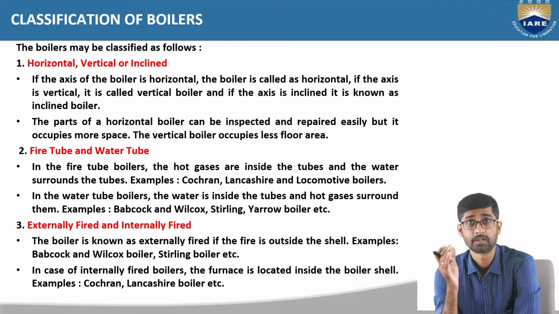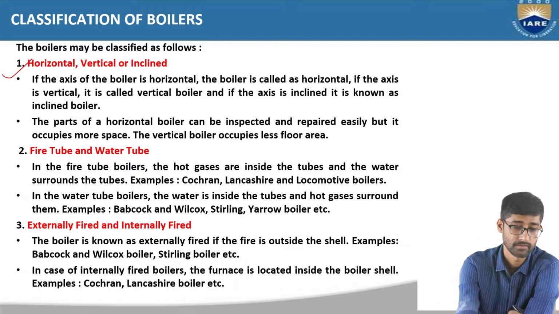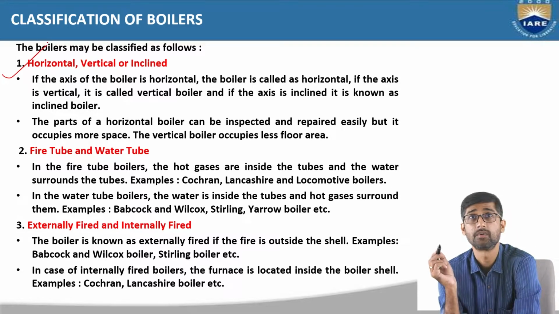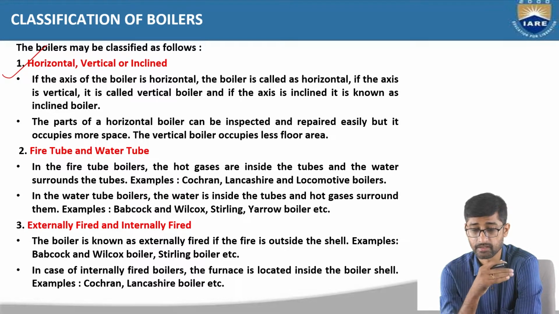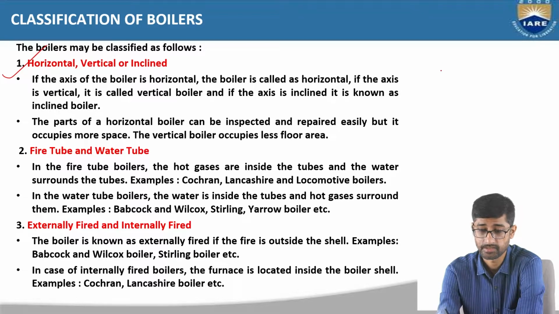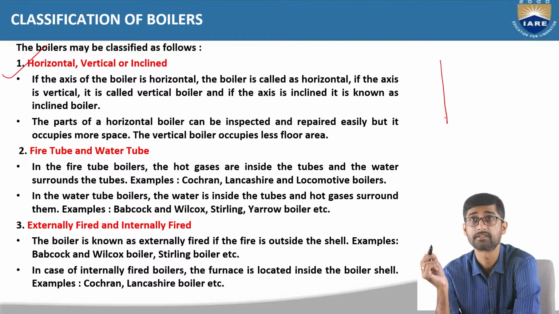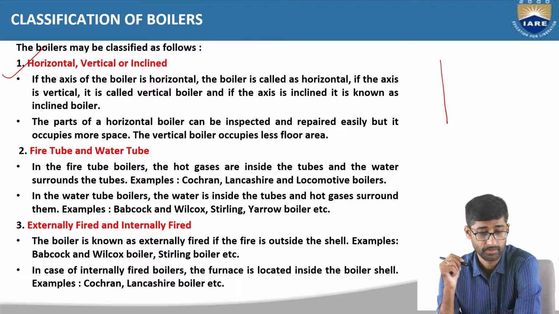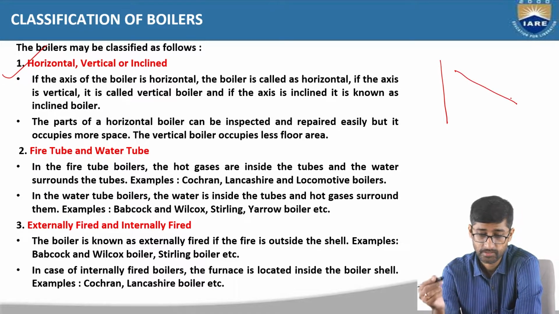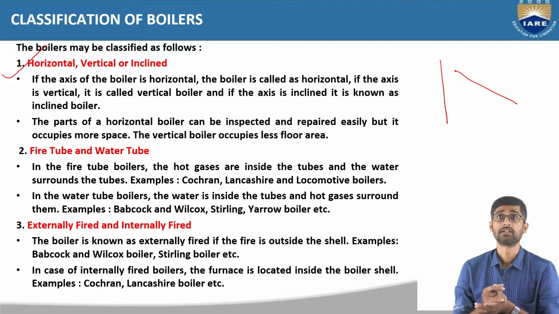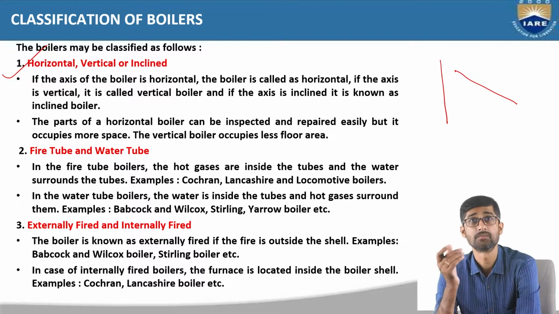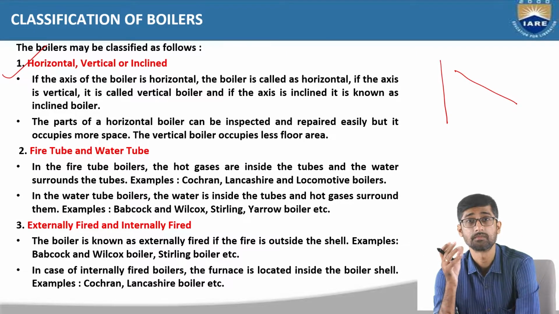So there are different types of boilers. The first one is horizontal, vertical, and inclined boilers. If the axis of the boiler is horizontal, then the boiler is called horizontal, right? If the axis is vertical, like this, it is called a vertical boiler. If it is inclined, it is called an inclined boiler. The horizontal boiler can be inspected and repaired easily, but it occupies more space, right? The vertical boiler requires less floor area. So this is the advantage of vertical boilers.